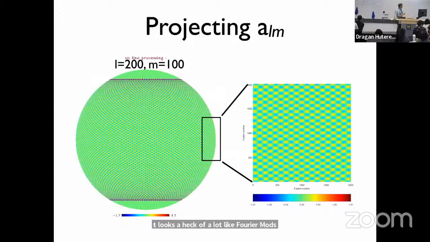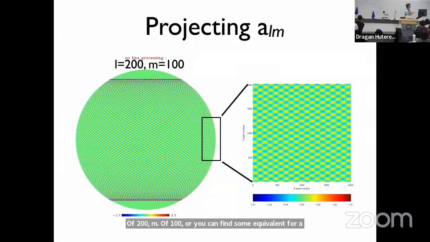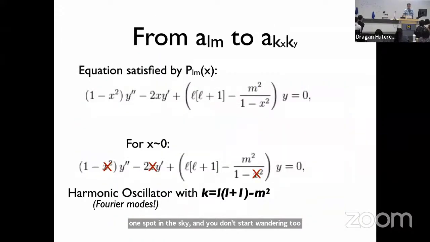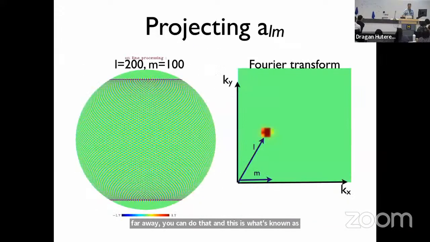And so what that means is that as long as you're down here, you actually have a choice. You could either do spherical harmonics with, say, L of 200 or M of 100, or you can find some equivalent Fourier modes to work there. And as long as you're sort of in one spot in the sky and you don't start wandering too far away, you can do that. And this is what's known as the flat sky approximation. And sometimes it makes it a little easier to do things.